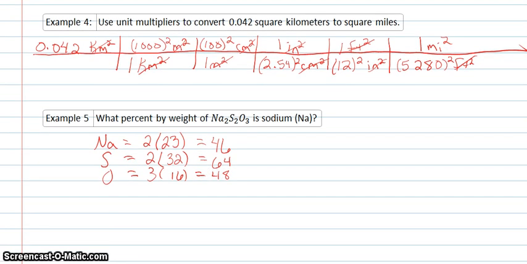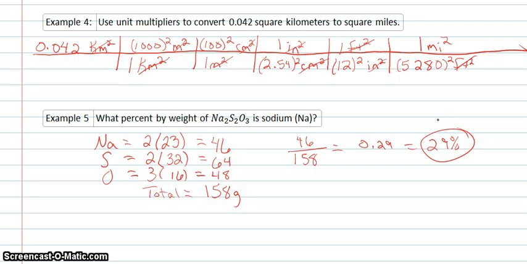Then we just need to add those together to get the total, which is 158 grams. It wants to know the amount of the sodium. So we go 46 divided by 158, and that would give us 0.29. It wants the percent, so that would be 29%, and that would be our answer.